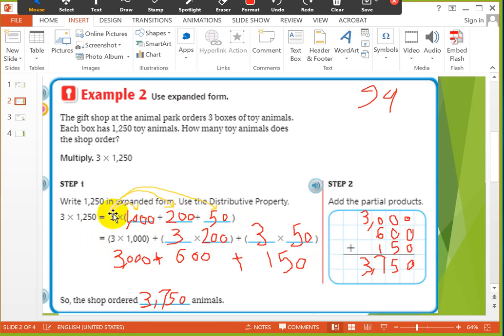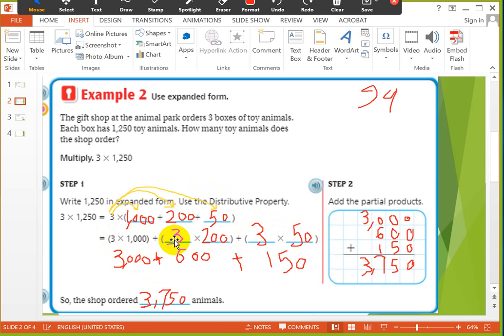And I will multiply 3 with tens number and put it between parentheses. So I will multiply it by each digit here in the expanded form. So when you want to multiply 3 with 1000 number, you have to multiply 3 with 1 and put 3 zeros next to the answer.